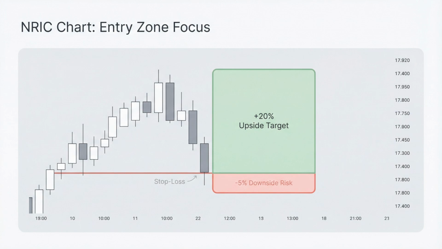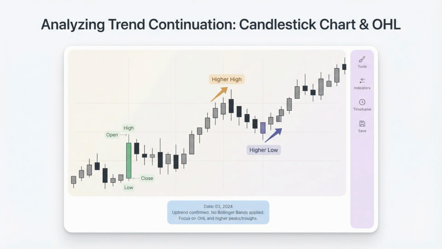For NRIC, our stop loss must be placed just below the recent support level, which previously acted as resistance. This setup gives us a very manageable risk of around 5 to 6%, while our potential target offers an excellent 20% reward. Now let us examine trending stocks using the TooCool tool, specifically looking at the OHL chart.